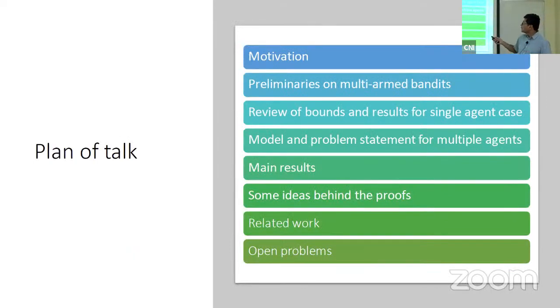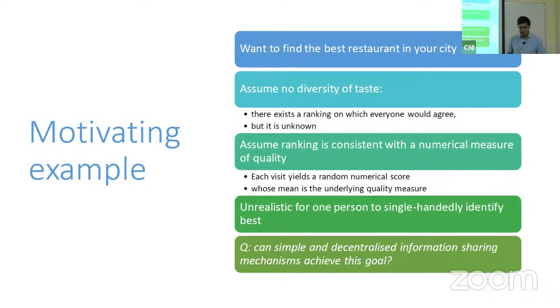Okay, so an outline of the talk. I'll start with some informal motivation, and I won't assume that you know about multi-armed bandits, and if you want me to go faster through those bits, please let me know. So I'll start with the single agent setting and review some bounds and results for that setting, and then go on to precisely state the model of the problem for the multi-agent setting. Then I'll describe the main results. We won't go into details of the proofs, but just some of the ideas behind them. And I've left the related work for the end so that the model is clear already and maybe it's easier to appreciate at that point. And then I'll finish with some open problems.